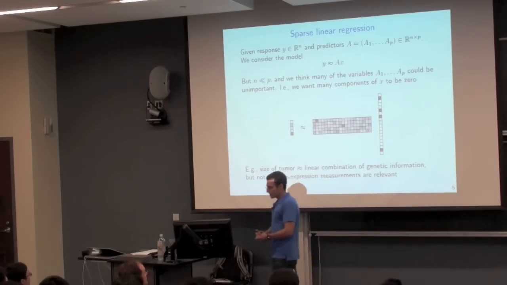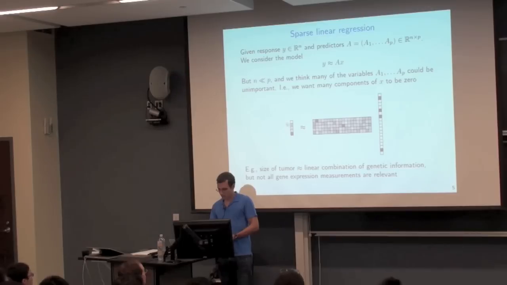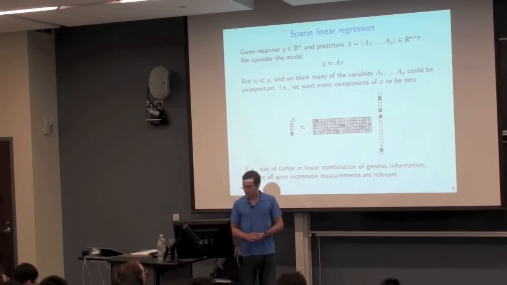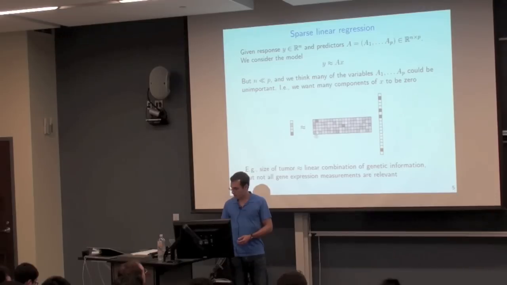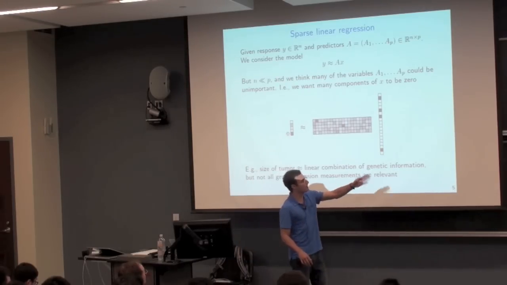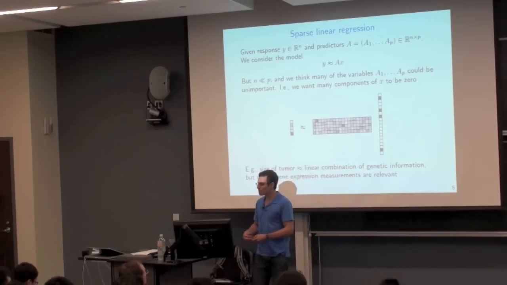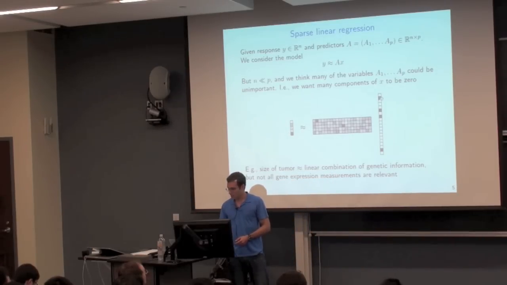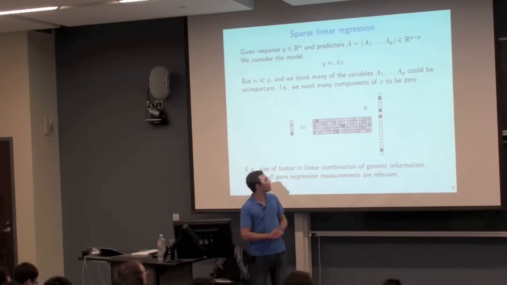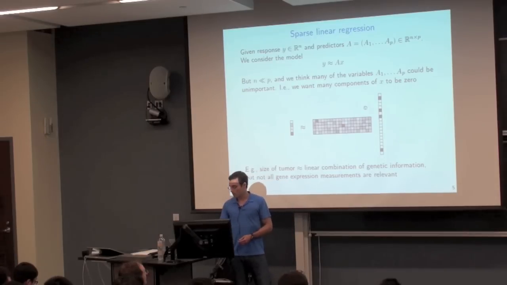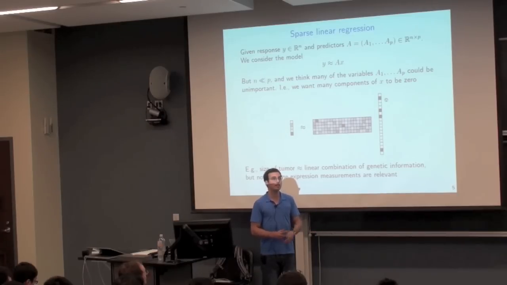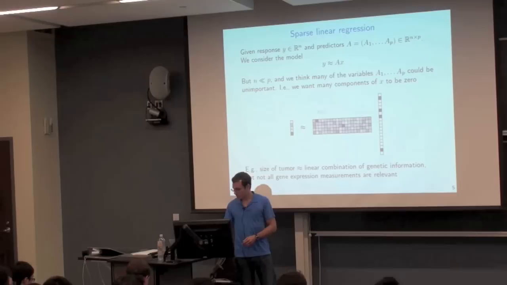Here's a picture of that. This might be y. So y is, I have 5 measurements here, not very many. And I want to write it approximately as a linear combination of these predictors. So each column in that matrix is a predictor, times x. And x should have very few non-zero entries. So the ones that are white here are 0, and the ones that are dark are non-zero. So I want to adaptively select elements of x to be non-zero.